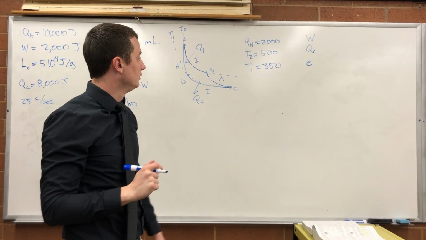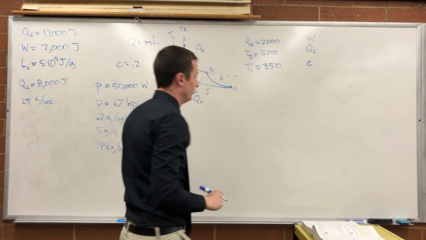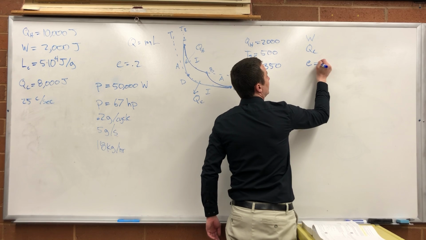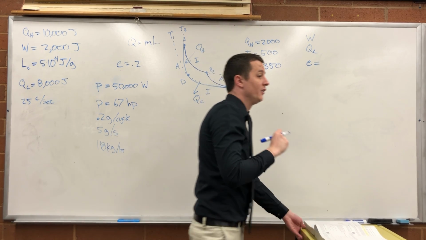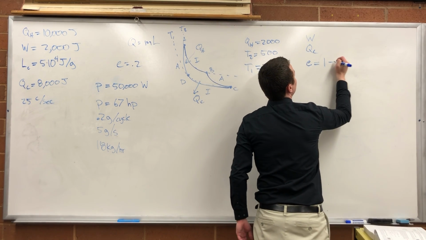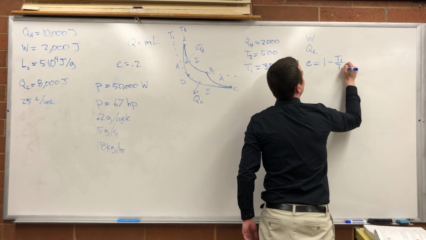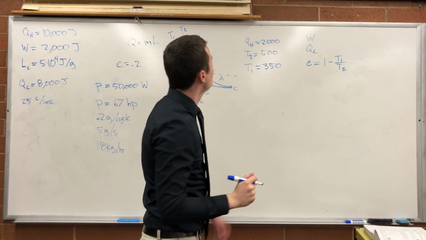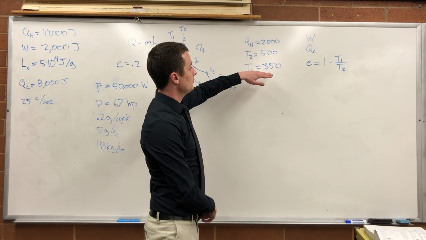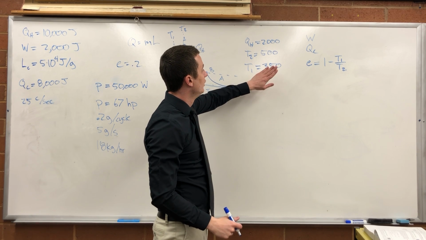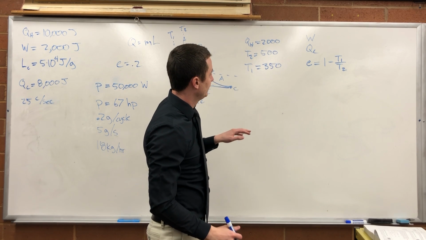Now the efficiency, they made that the third one for us to find, but that's actually the easiest one for us to find. 1 minus T1 over T2. Good. And once you know the efficiency, you can find the work. So T1 over T2, what's that going to give us?